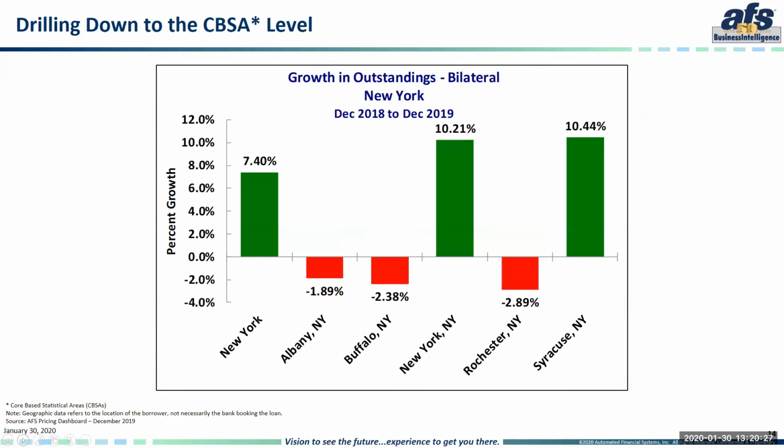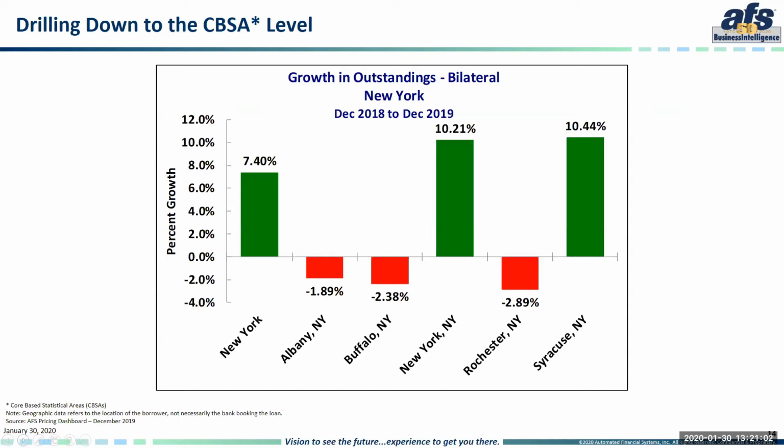Using the AFS pricing service, you can examine trends within states. Our pricing service is configured to drill down beyond the state level and view trends for specific core-based statistical areas, or CBSAs. For example, on the previous slide, we saw New York in the top 5 states for bilateral loan growth. On this slide, we can see that the 2019 growth rate of 7.4% for New York exceeded the national average of 4.2%.